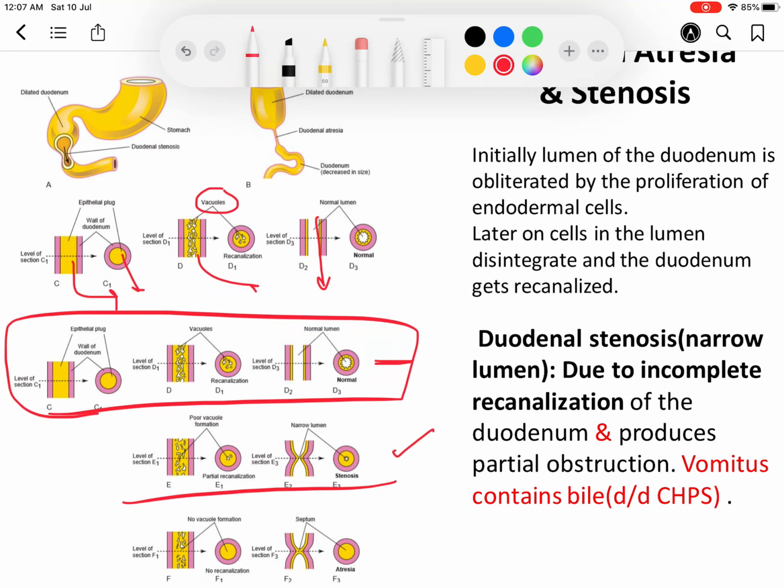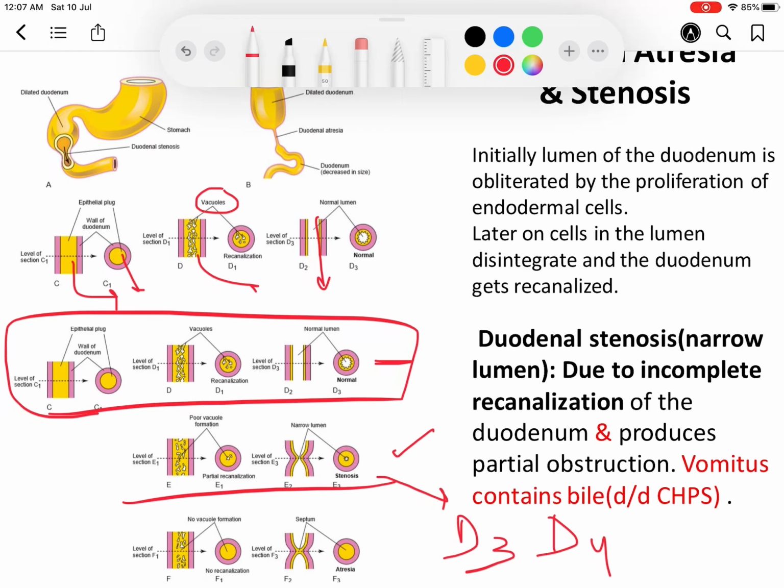This stenosis will produce partial obstruction to the passage of food, and most commonly it affects the third and fourth part of the duodenum. So stenosis is most commonly in the third or fourth part of the duodenum, which is after the opening of the common bile duct. If there is any obstruction after the opening of the common bile duct, then the vomitus will contain bile. So the infant will present with vomiting a few hours after birth, and the vomitus contains bile.